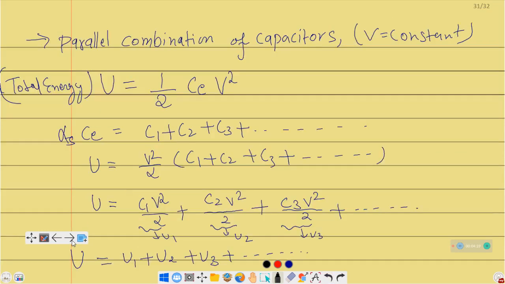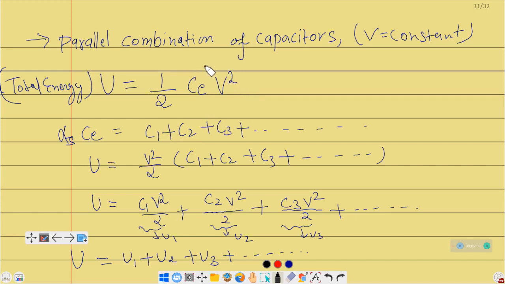Next, the parallel combination of capacitors. We know that in a parallel combination of capacitors, the potential difference across the capacitors is constant. That is, V is constant. It means the potential difference across each capacitor is the same, and the total energy U is equal to half equivalent capacitor into V square.